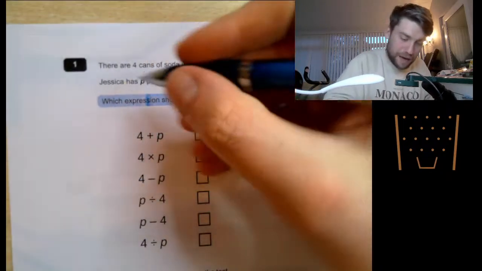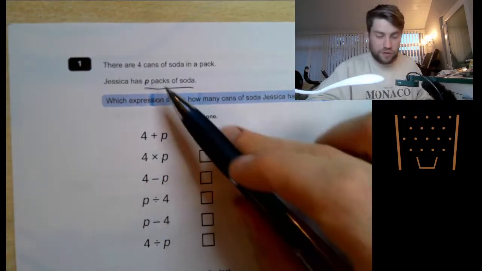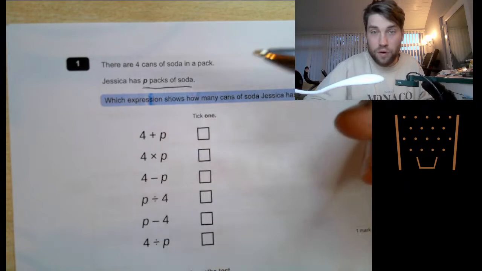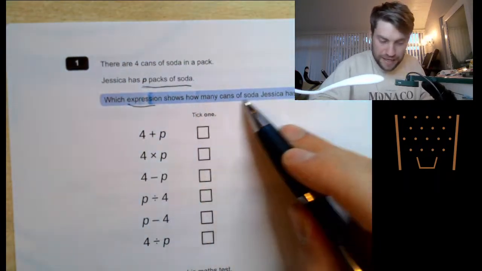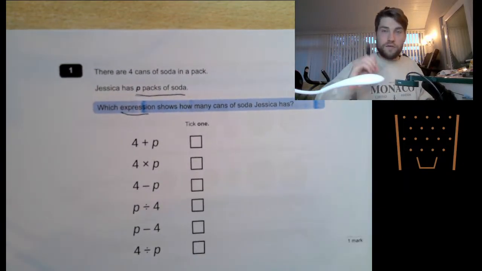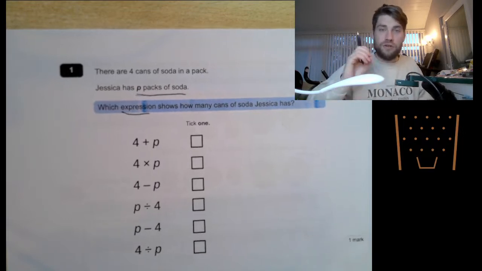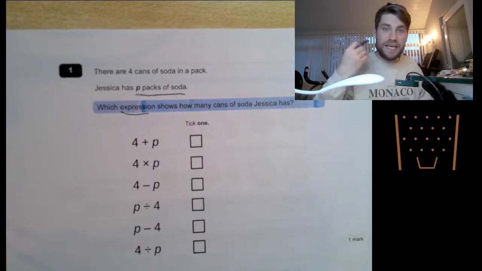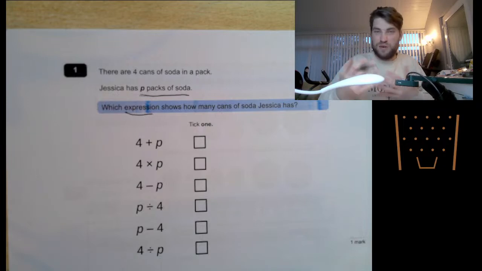So 4 cans of soda in a pack. Jessica has P packs of soda. Yeah, they can use any letter, but generally they use something that represents a similar word. Okay, which expression shows how many cans of soda Jessica has? And by expression, there's a difference between an expression and an equation. Equations, you can work out the answer and they equal something, whereas an expression is what you would do to get the answer. That's the best way I generally explain it to my students.